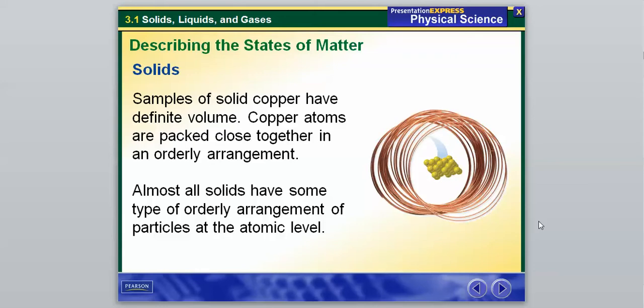And almost all solids have some type of orderly arrangement of particles at the atomic level. So almost every single solid that we look at is very closely packed together. It's very orderly when we look at it, again, at the level of atoms, which we call the atomic level. So that is a solid. It has a definite shape, definite volume, and an orderly arrangement at the atomic level.